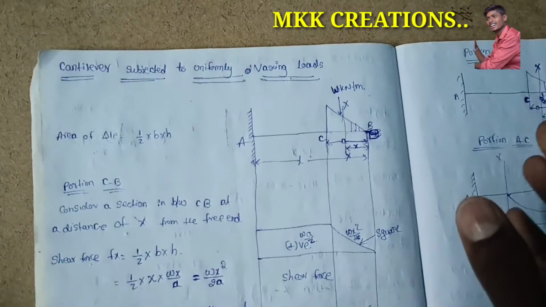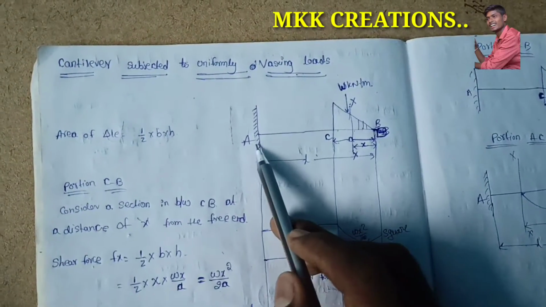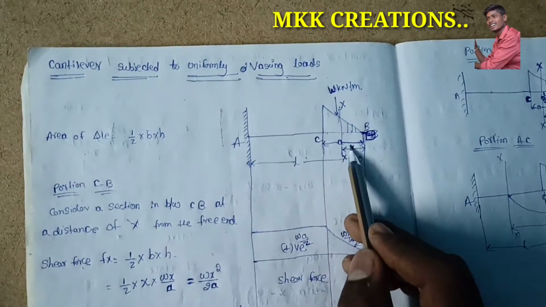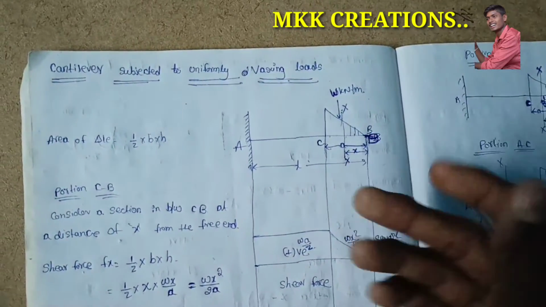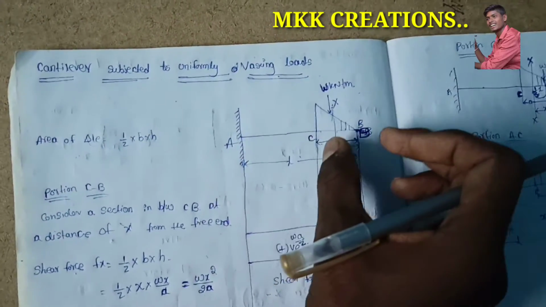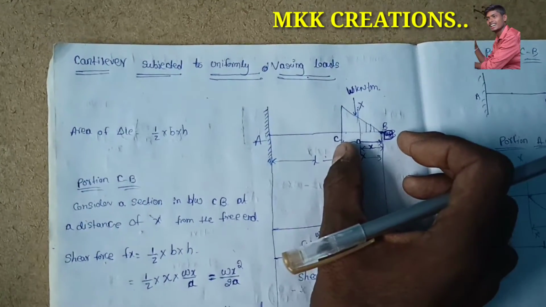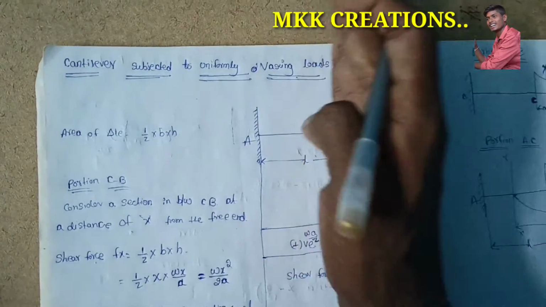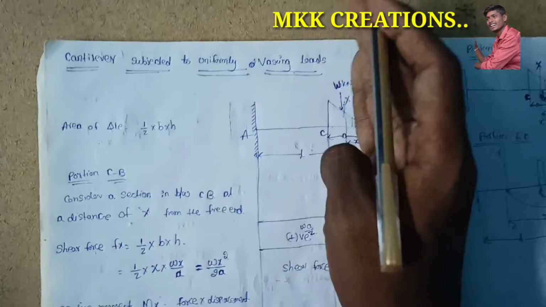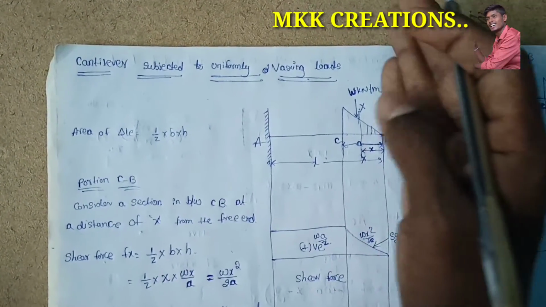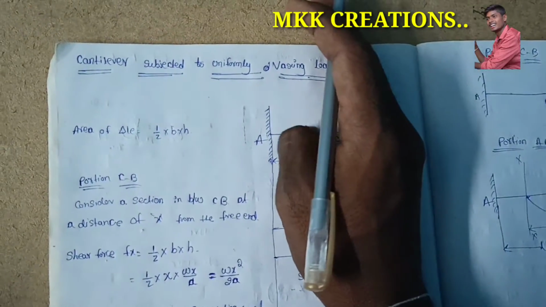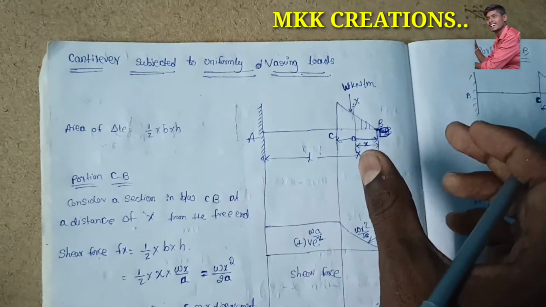First we consider the notations A, B, C like that. After that we consider the portion CB and then AC. If we consider portion CB, we want to divide a section XX in between CB. How are we dividing section XX? From the free end to the section XX, the distance is X.